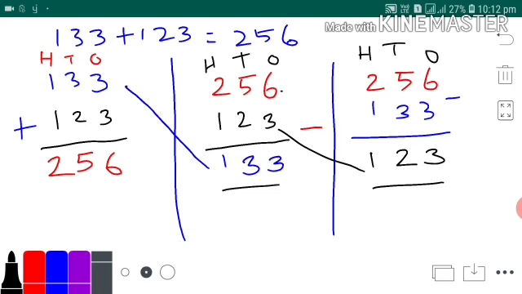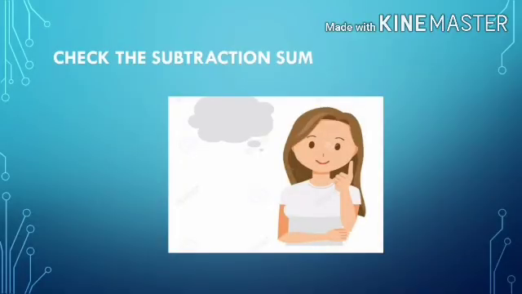When you have an addition sum, if you subtract any one of the addends from the sum, you will get the other addend. This is the relation and this is applicable for any number of digits. Is it clear, children? Now we move on to the second part, that is how to check whether your subtraction is right or wrong. So let's see.